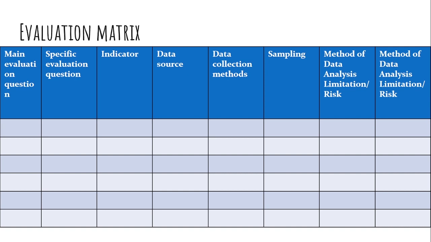Then the evaluation matrix. Here we have the main evaluation questions which you already specified in your Inception Report. The specific evaluation questions, and you also specify the indicators. So this is just a summary of almost your Inception Report. The data sources which you're going to use to address the specific indicators, the data collection methods you may have to use, the sampling, the method of data analysis, or limitations and risks. Yeah, that's it about the evaluation matrix. Also crucial for you to include it in your Inception Report.